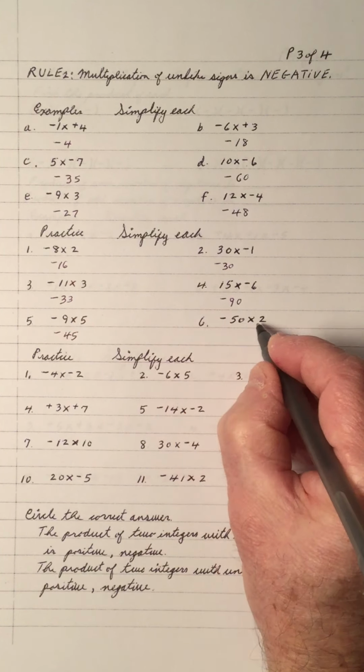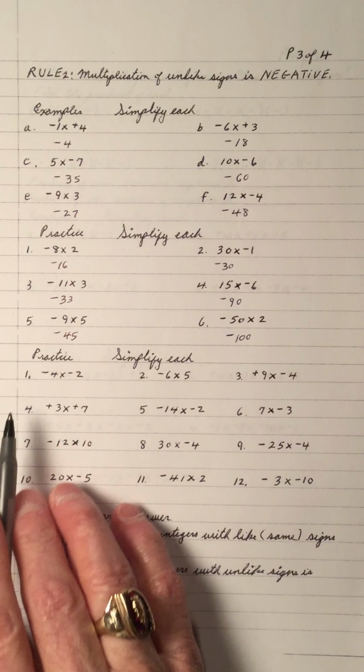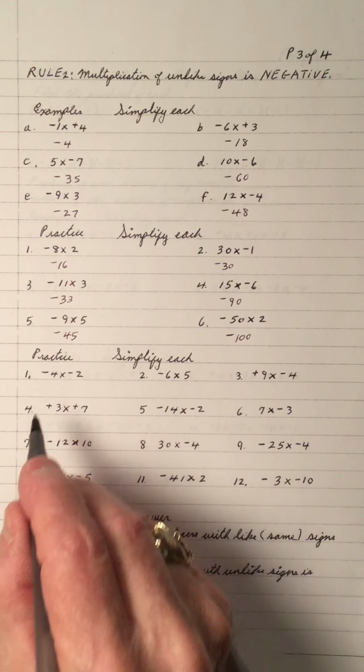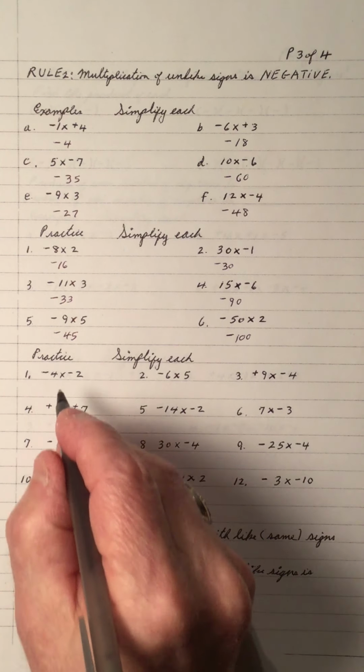So what we have here is a practice with a mixture. Yep, it's a mixture. So remember the rules. When you multiply like signs, you get a positive. When you multiply unlike signs, you get a negative. Work these out, get your answers, and play it back to see if you're right.